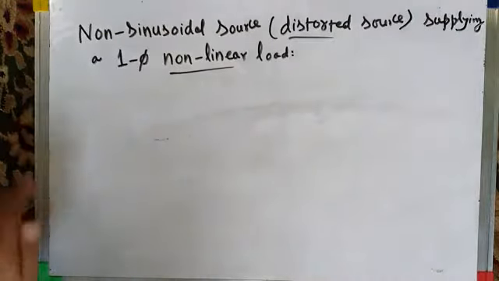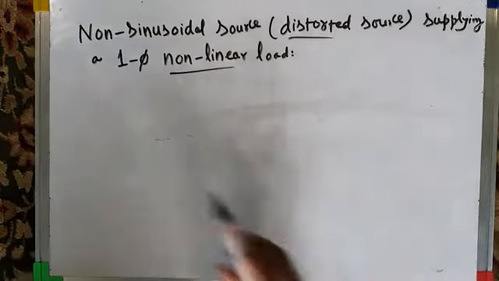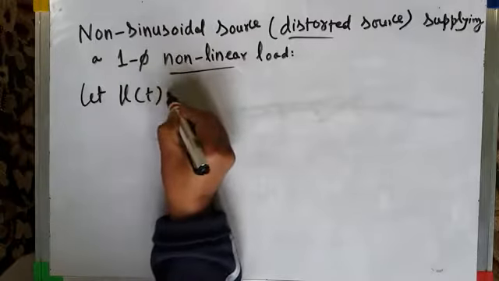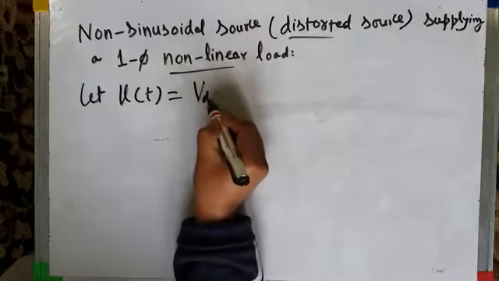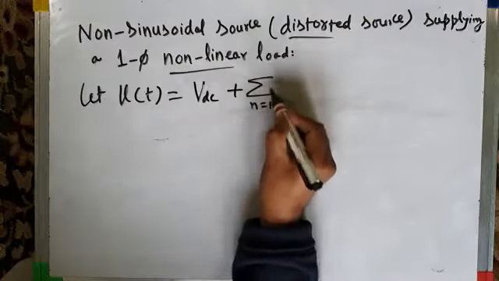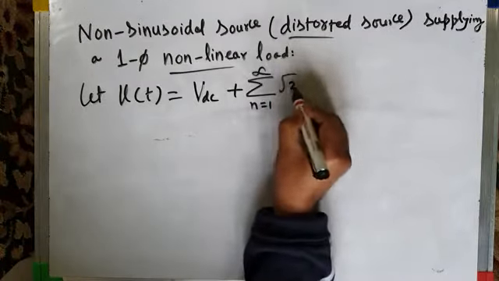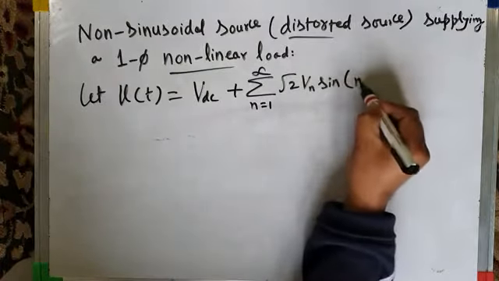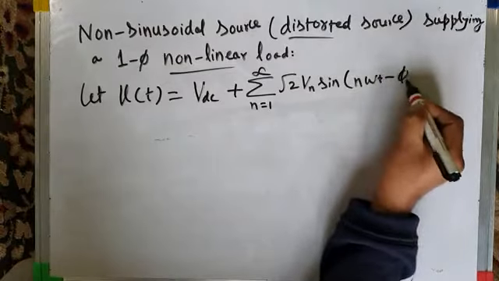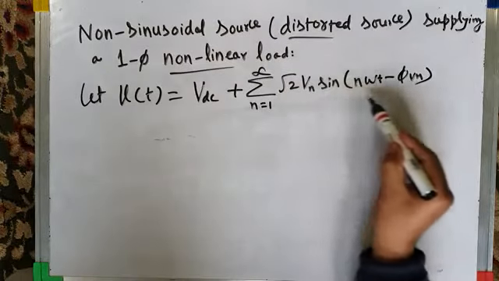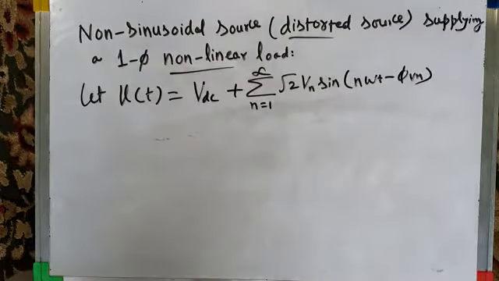Let us start our mathematical analysis like this. Let us assume the applied voltage is given by V(t) = VDC, that is the DC offset, plus summation n = 1 to infinity of root 2 Vn sin(n omega t minus phi Vn). This is the applied voltage. It has a DC offset VDC, and it comprises a fundamental component and various types of harmonics.